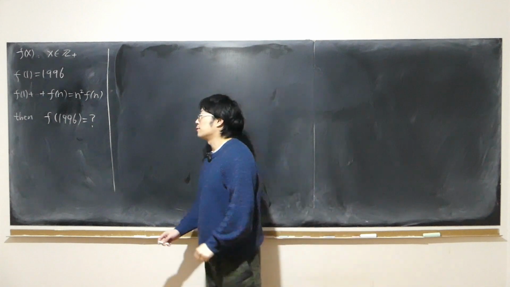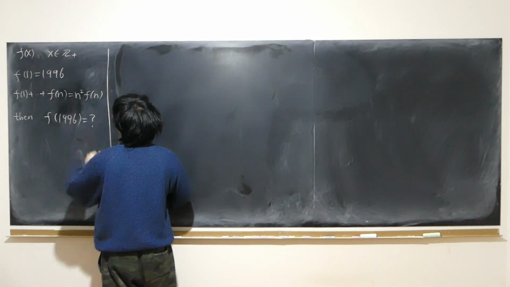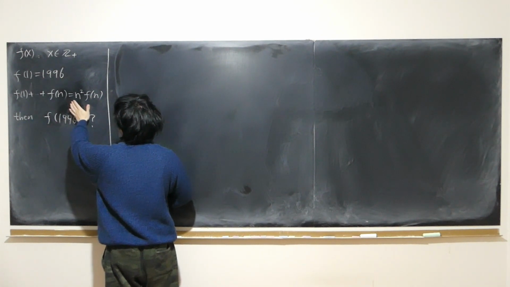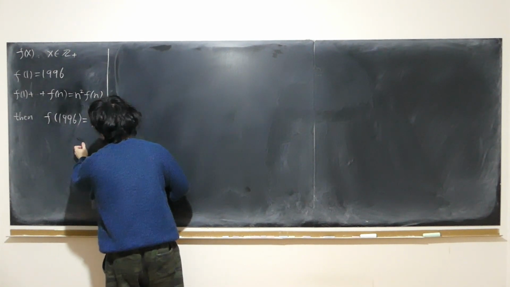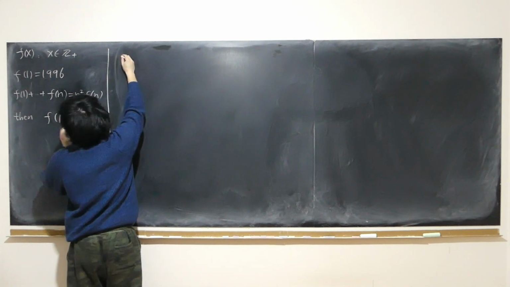The function f is defined on positive integers, and f of 1 is 1996. Given that f of 1 plus all the way up to f of n is equal to n squared times f of n, what's f of 1996?